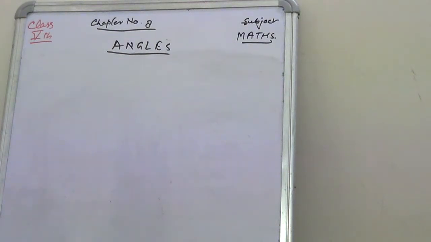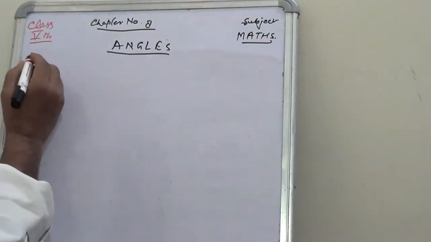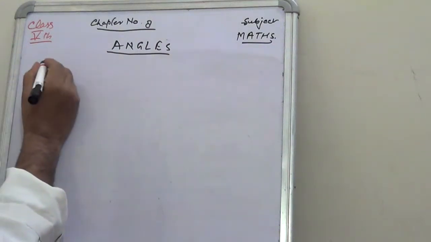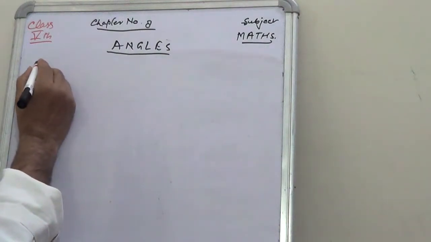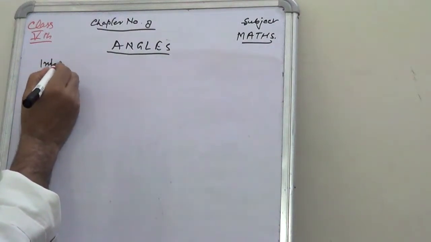Children, today we will take chapter number 8, and the title of this chapter is Angles. So for class 5th, subject math, chapter 8 belongs to angles. Now, before going into the angles, we need to learn about lines. First of all, intersecting lines.